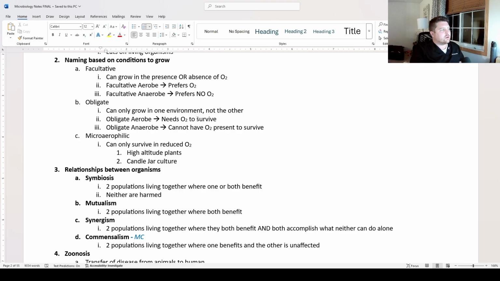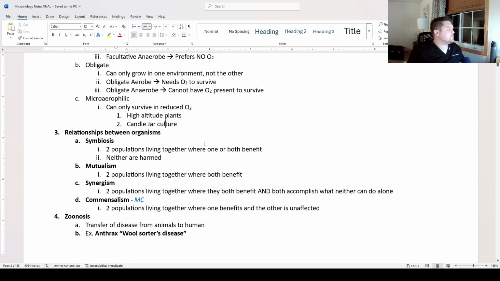Microaerophilic, this is going to be organisms that can survive in reduced oxygen levels. So high altitude plants, candle jar culture. This is something where essentially you have a jar and you put the culture in there with limited amounts of oxygen, kind of like the mini ecosystems that people make in jars. It has limited amounts of oxygen, limited amounts of supplies, and everything just cycles in there. That would be an example of a microaerophilic situation.